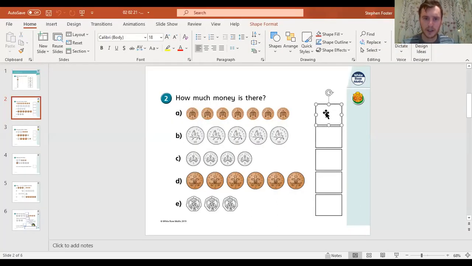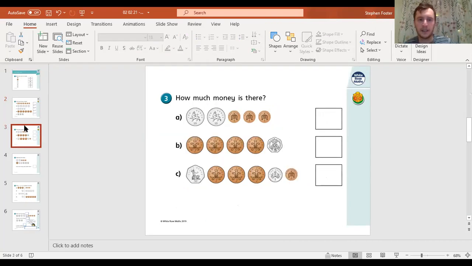I've made it a little bit smaller so I can type in my answer. The first one I got 1, 2, 3, 4, 5, 6, 7 pence. The next one I'm going to count in tens, 10, 20, 30, 40, 50 pence. I'm remembering to put my P for pence at the end. The next one I'm going to count in fives, 5, 10, 15, 20. So that one is 20 pence. Next one I'm going to count in twos, 2, 4, 6, 8, 10, 12. 12 pence. And the last one counting in 20s, 20, 40, 60. That one is equal to 60 pence.